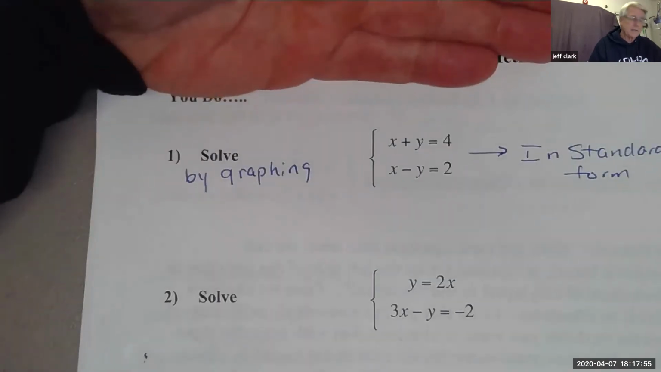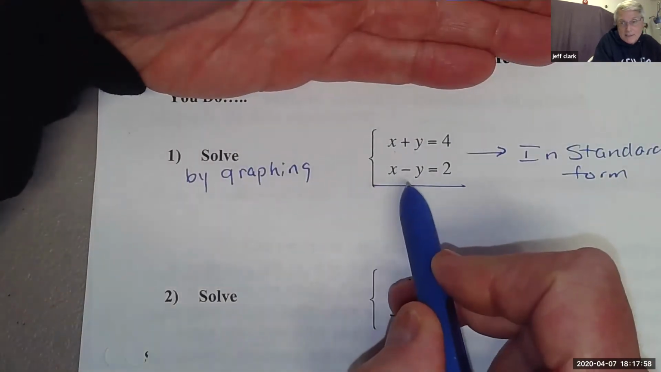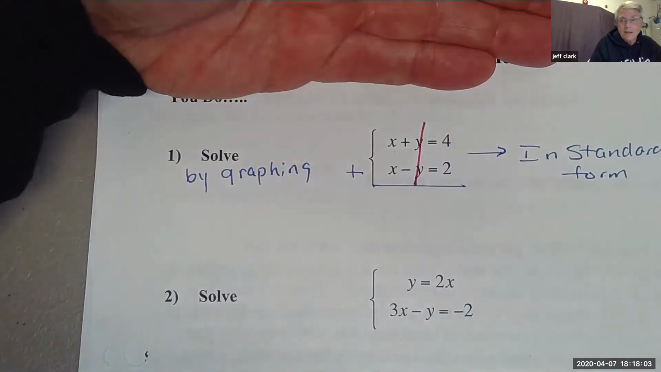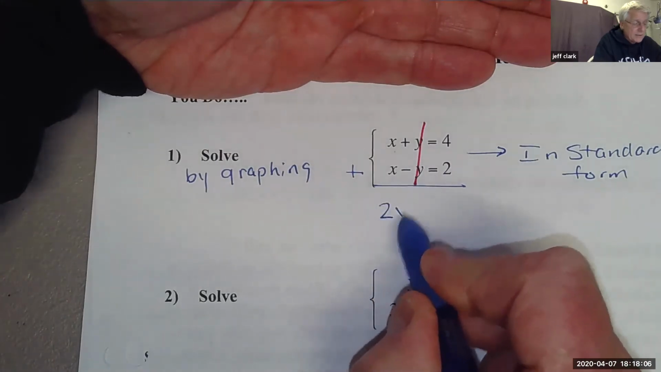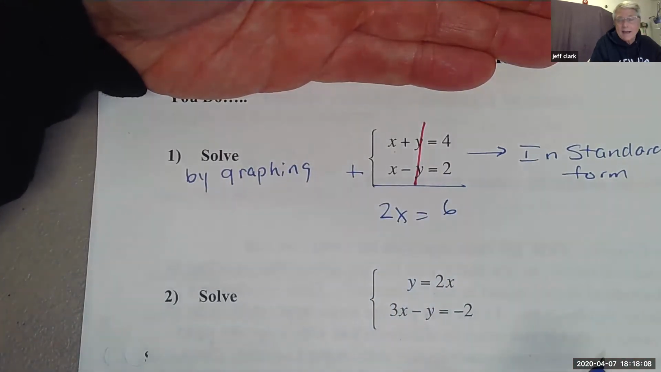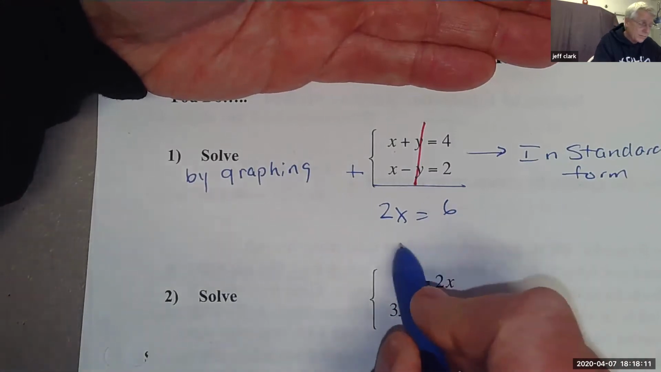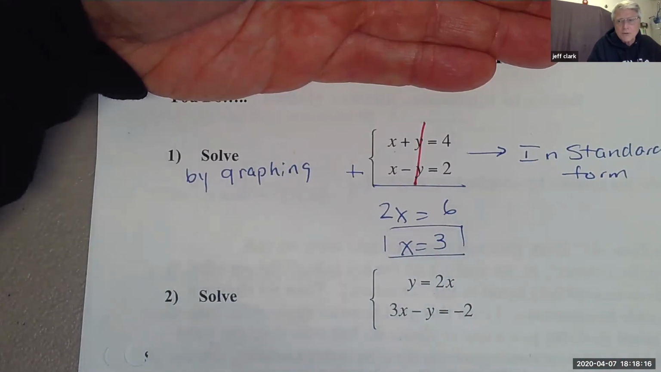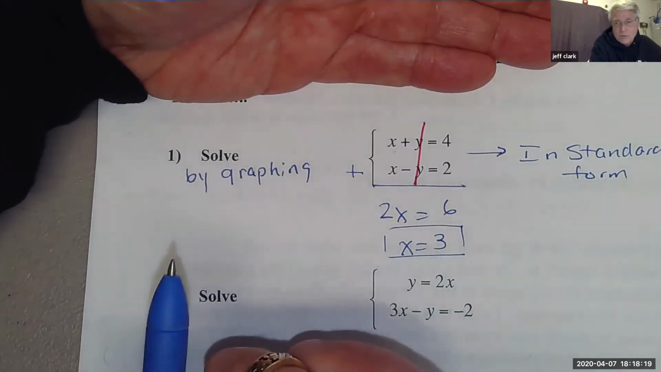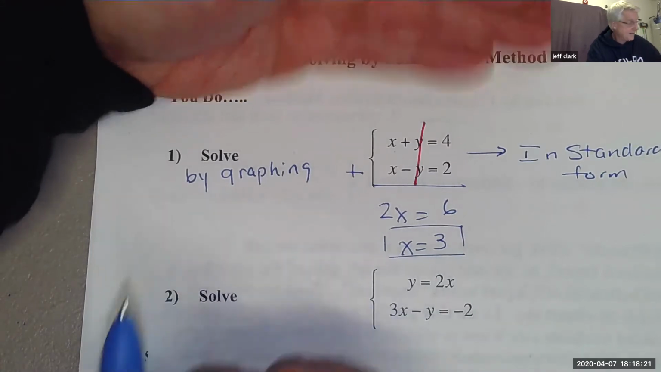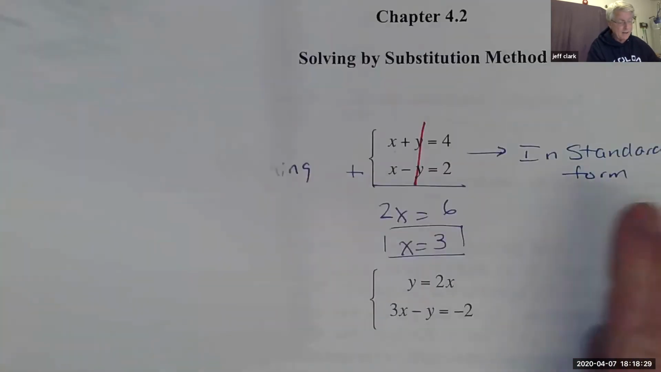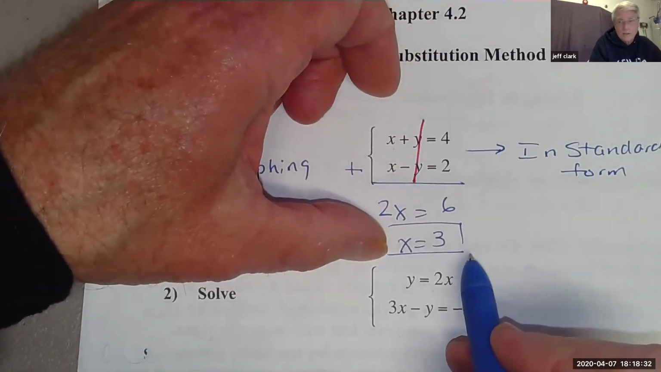Not substitution, elimination. And what's really nice is the y's will go away when you add straight down. And here you get 2x, and over here you get 6. And now you just have to divide by 2, or namely x equals 3. Now, if you go back to the graph and take a look at the place where they touched, the x was 3. You just got to figure out what the y is. I know it's 1.